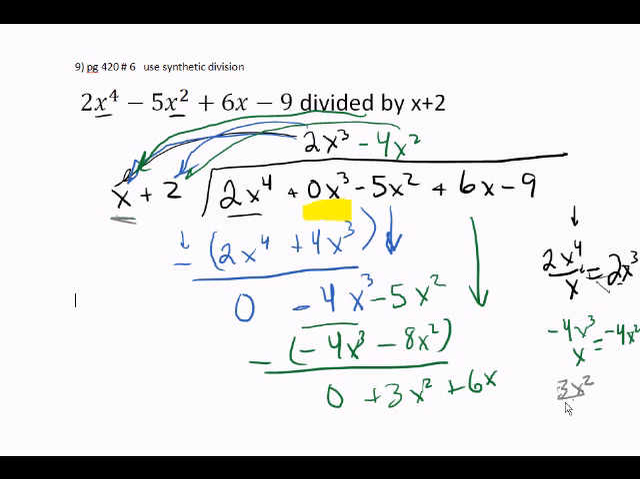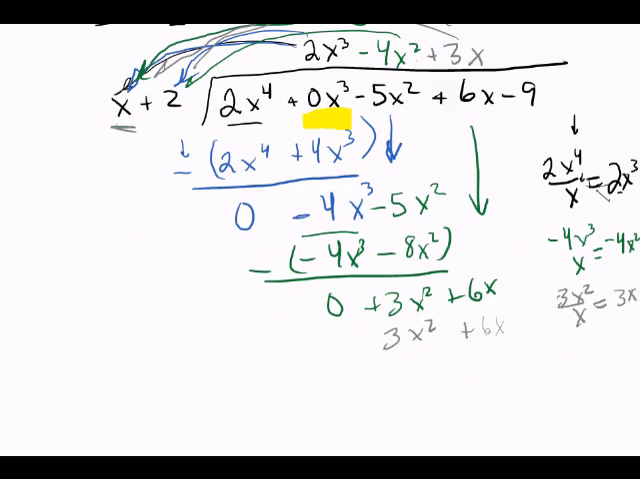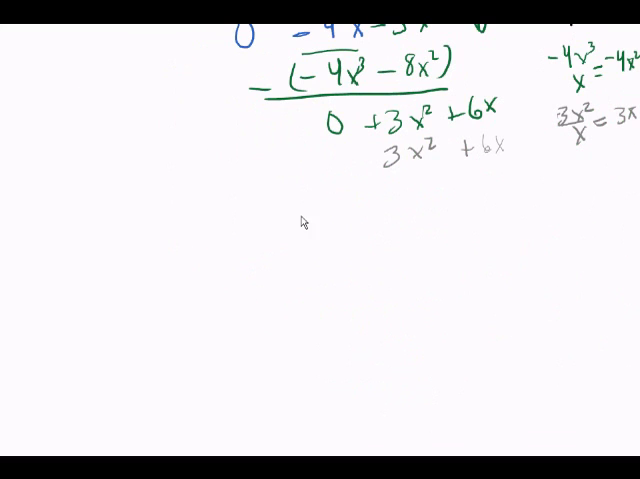Let's see if I have a different color. I don't know if this color even works. And so then I'm left with 3x squared, and it's going to divide by the x. And what do I get? So I'm going to put a plus 3x in the next spot and go through that process. 3x times x is a 3x squared. 3x times 2, which is a positive 6x.